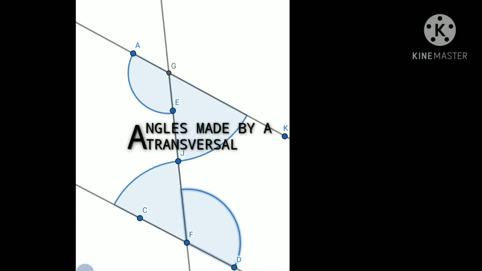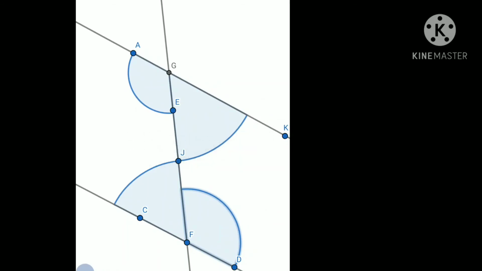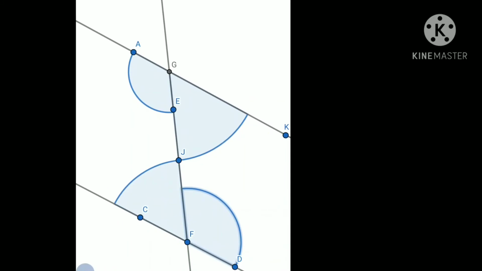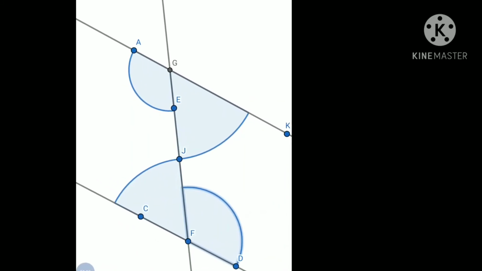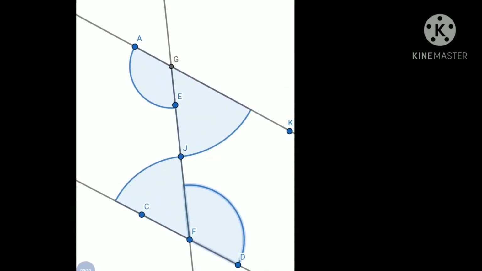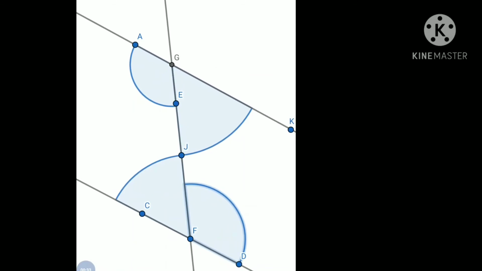Today you are going to learn about the pairs of angles formed when two lines are cut by a transversal or another line. Transversal means the line crossing the other two lines. So a transversal is a line which is passing through two other lines. Here you are going to learn about different pairs of angles formed when two lines are cut by a transversal.